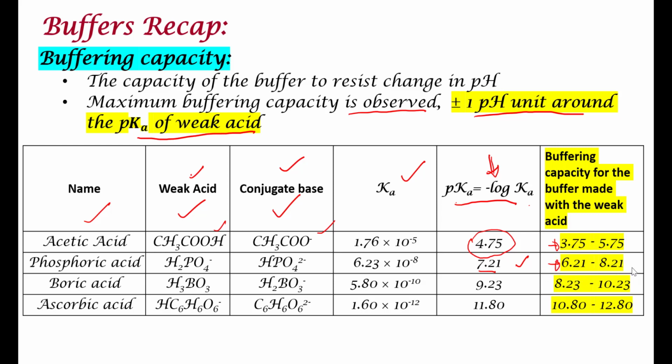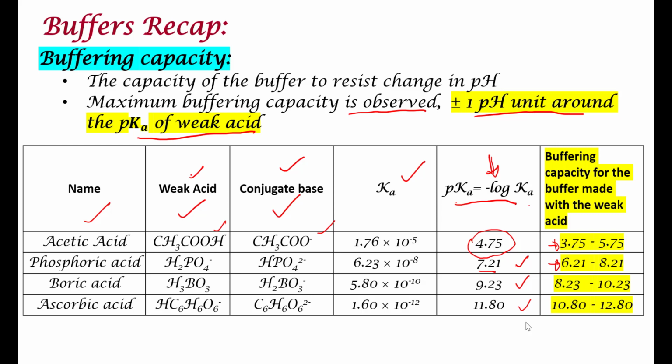So it's going to be very useful in that range. If you want a still higher pH, then you use the boric acid buffer. If you want to go even much higher, you can use ascorbic acid as a choice for the buffering compound. So what this is saying is the pKa of the weak acid plays a very important role in deciding in which range your buffer is going to be really effective.